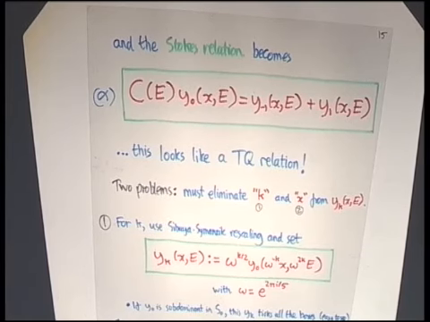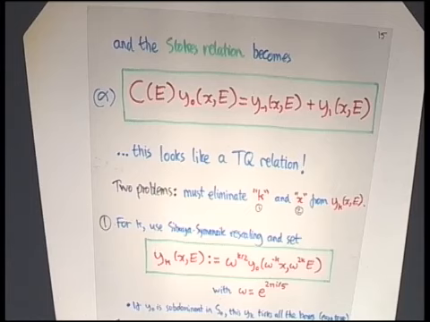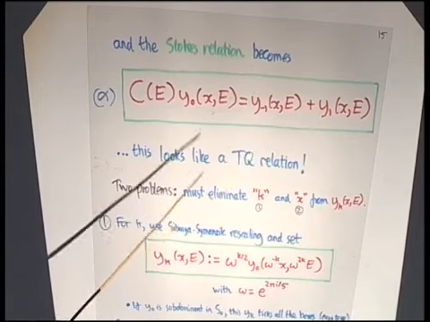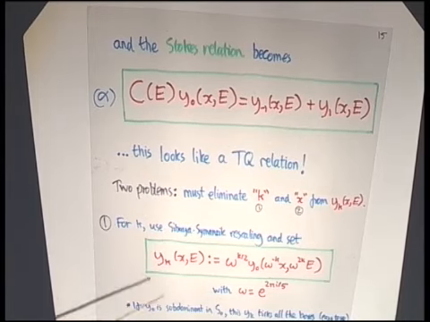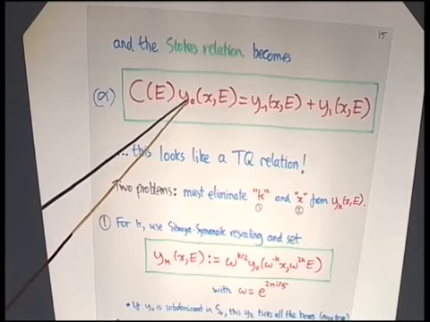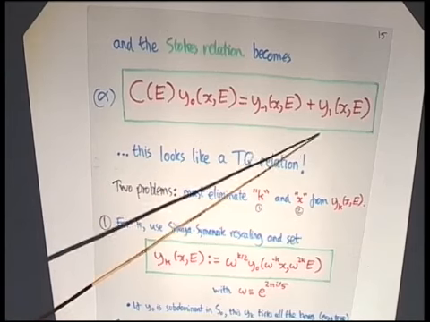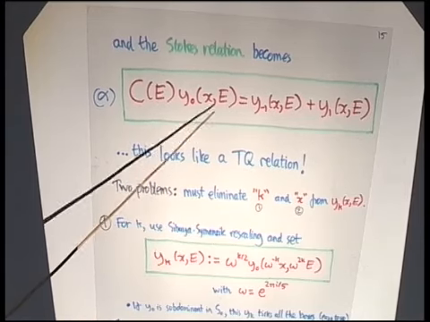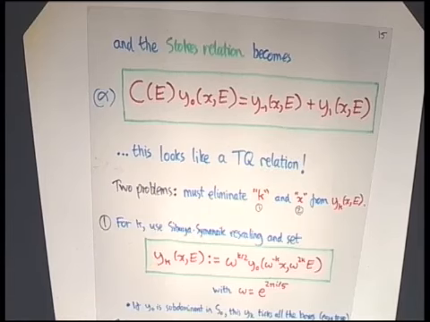Okay? And that looks very like this TQ relation. The TQ relation was T times Q is Q plus Q. And there are two problems with that. One of them is that I've not got the single Q here, but I've got y0, y minus 1 and y1. So I've got to get rid of this K. And also I've got this x here, which is also a bit spurious.